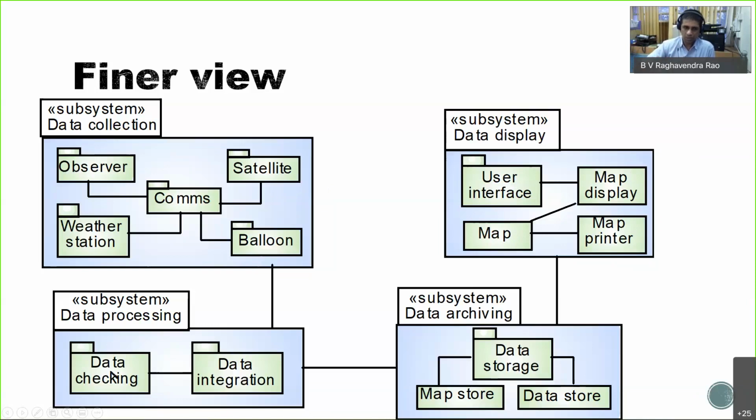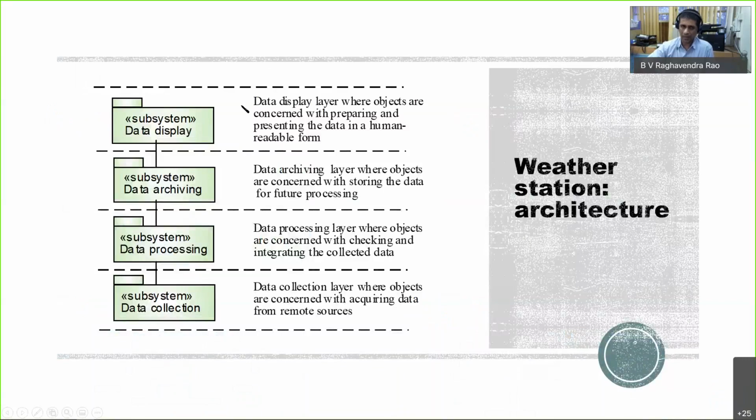And the data processing you can subdivide into classes, data checking and data integration. For data archiving, there is a data storage class which stores data. You can just imagine it's a database. Then it is again subdivided into derived classes, maybe map store, data store, or other features. This is just one example. So this is the coarser view. We created an architecture, which basically identified subsystems with their specification, and their functionality in human readable form, of course. These are all readable for us, not for programmers right away.